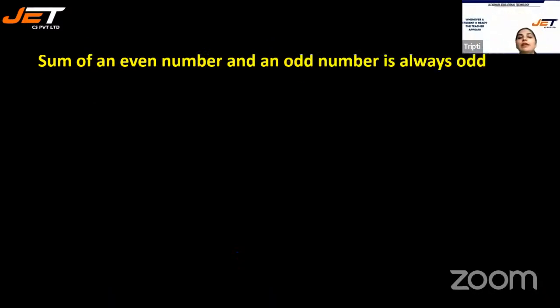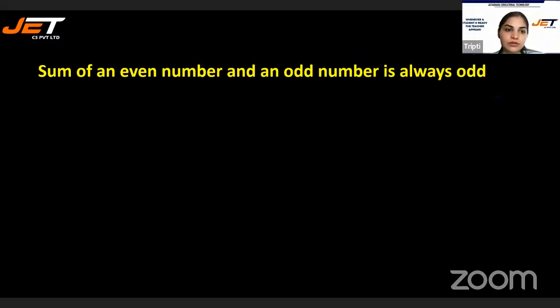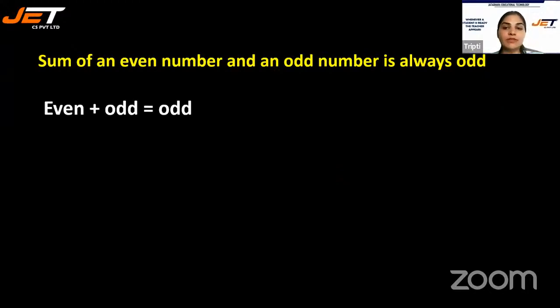Sum of an even number and an odd number. Whenever you add an even number and an odd number, it's always odd. Always. So here it's even plus odd is odd.